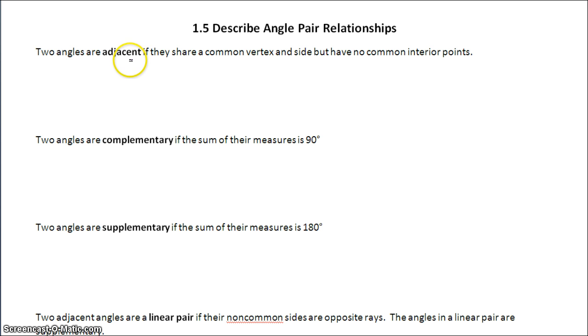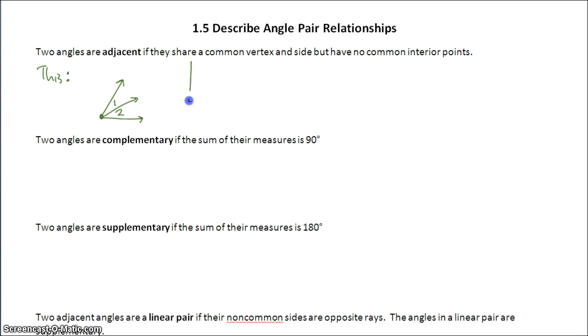Adjacent means next to. So adjacent angles are two angles that share a vertex and share a side. So if this is angle 1, for angle 2 to be adjacent, we're going to have to start at the same vertex and share this side.